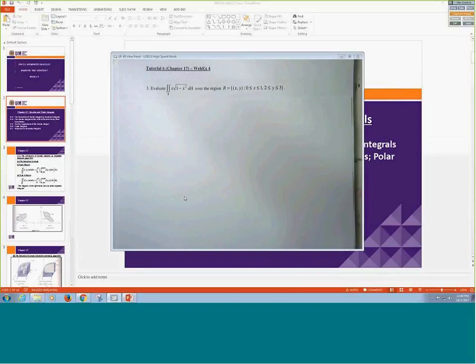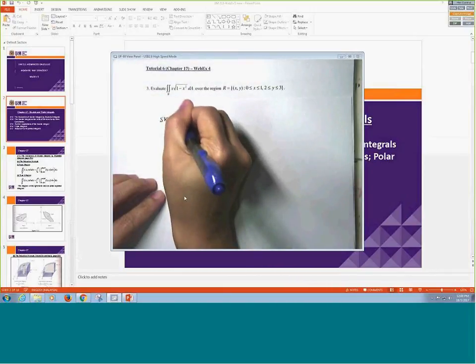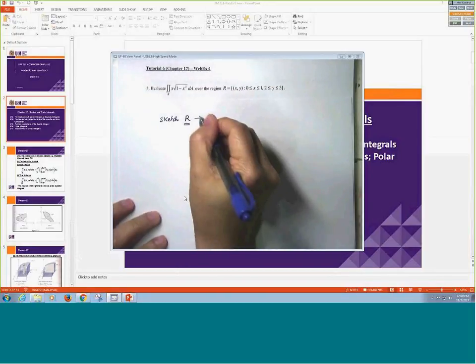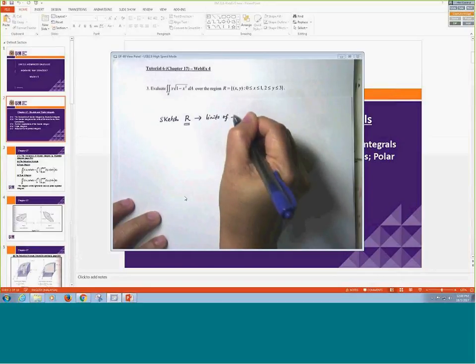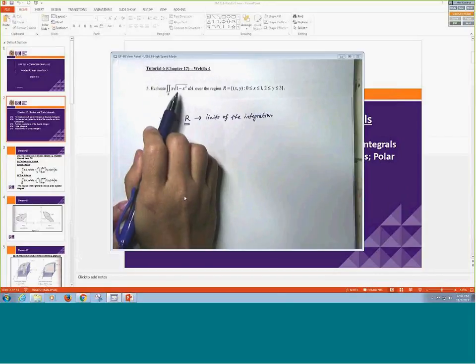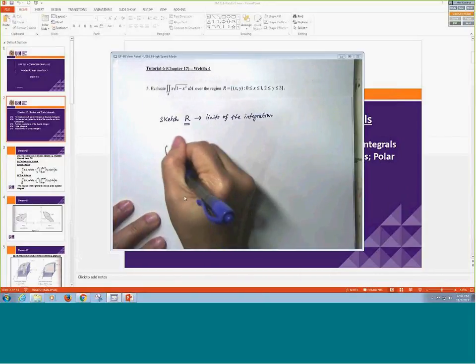So let's look at the questions. Tutorial 6, chapter 17, the webex 4. In tutorial 6, we have these questions. Evaluate the double integral over the region R. Here the important thing is to sketch the region R. Why? Because this region R will determine the limits of the integration. You don't have to do anything with the integrand. The integrand remains.